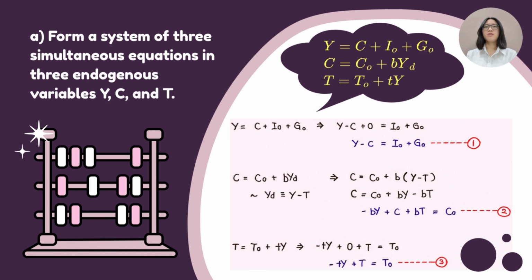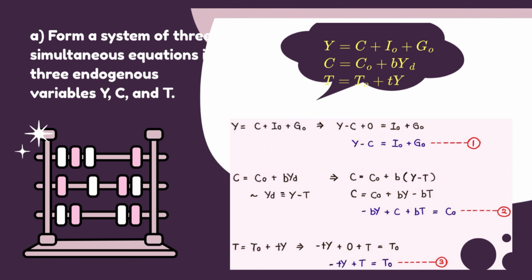Now we need to arrange it following the sequence Y, C, and then T. We need to bring the terms which have Y, C, and T to the left hand side. So negative BY plus C minus BT equals CO is the second simultaneous equation. Thirdly, from T equals TO plus TY, we bring again the terms which have Y, C, and T to the left hand side. It will become negative TY plus 0 plus T equals TO. So the third simultaneous equation is negative TY plus T equals TO. That's all for question A.